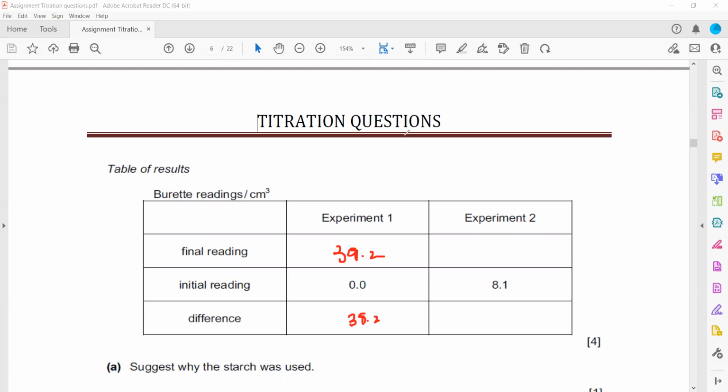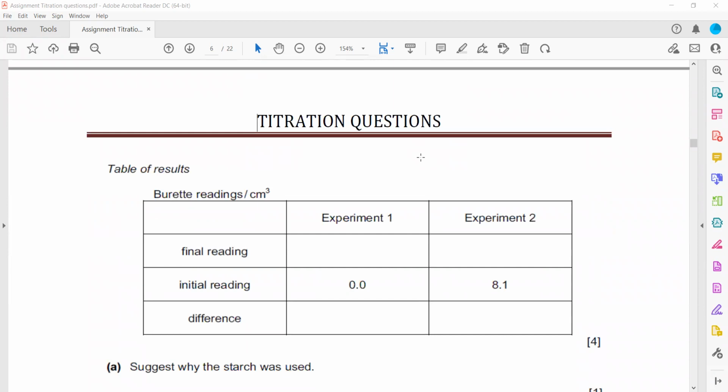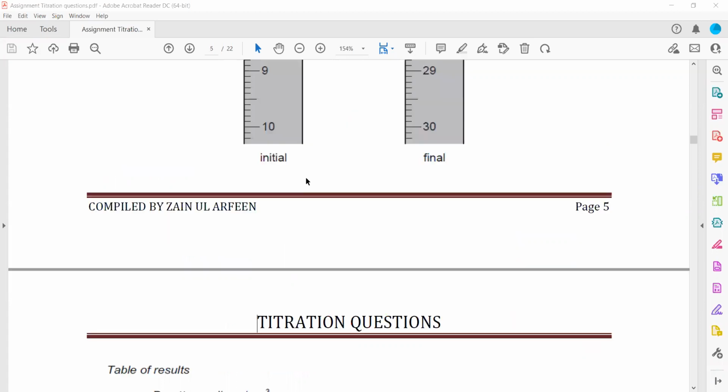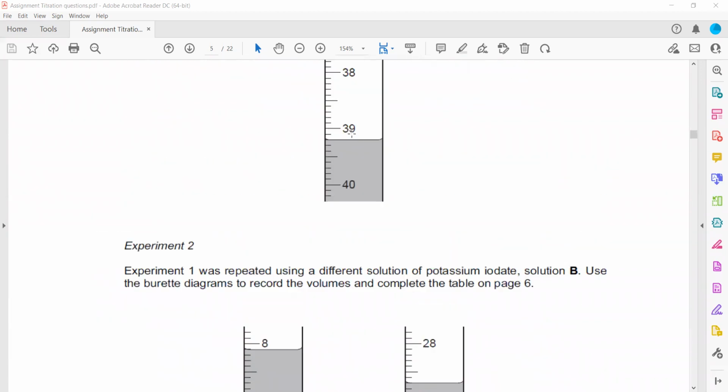Then experiment 2, it was 8.1 and 28.7. So when we take the difference, 28.7 minus 8.1 is 20.6. So 20.6 is there, and the first one is 39.2.